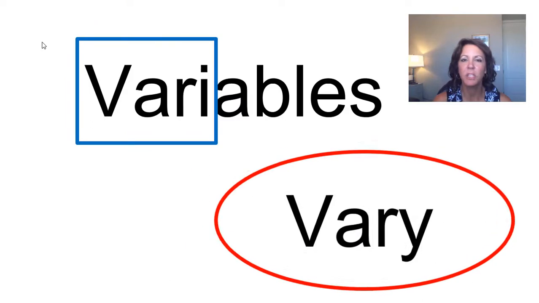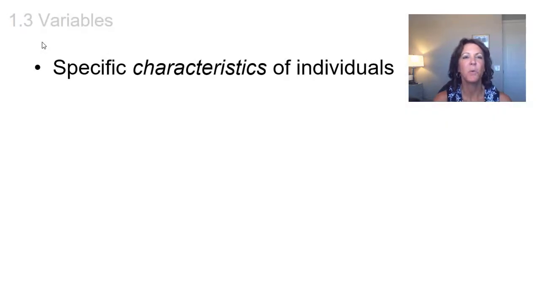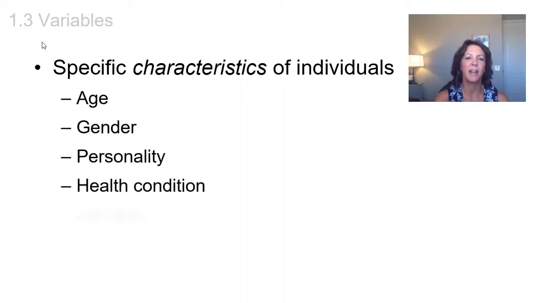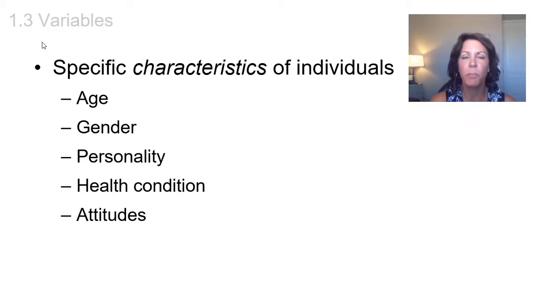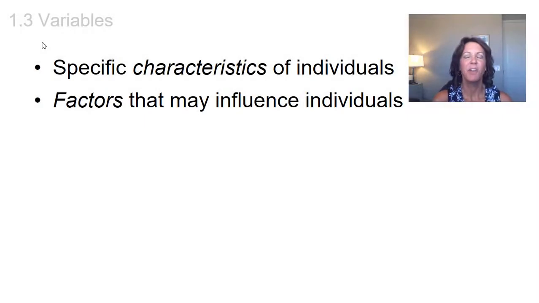At its root is the word vary. Vary means to change or be different or to have different levels. And this is what a variable represents, differences. So we might have variables that are specific characteristics of individuals, such as age, gender, personality, health condition, and attitudes. These are things that can vary from person to person. They are variables.